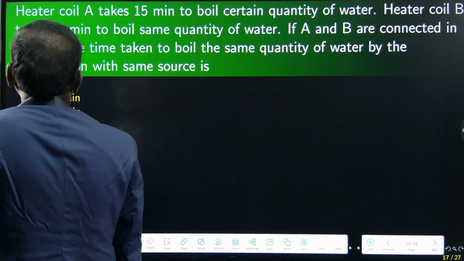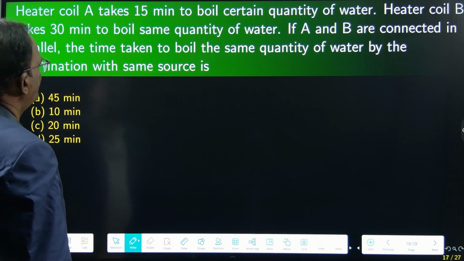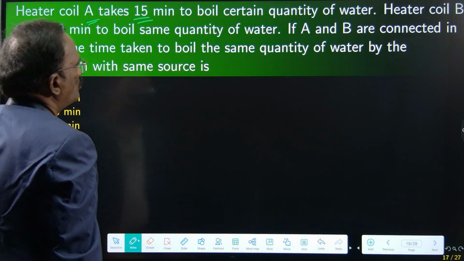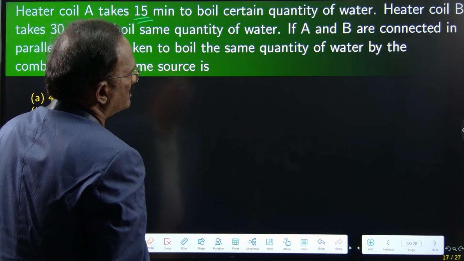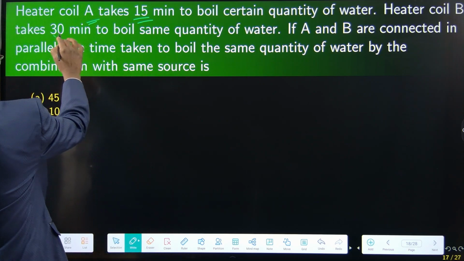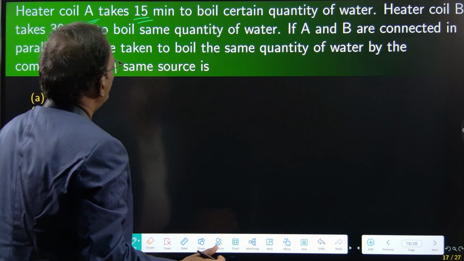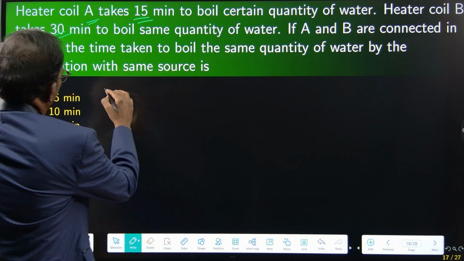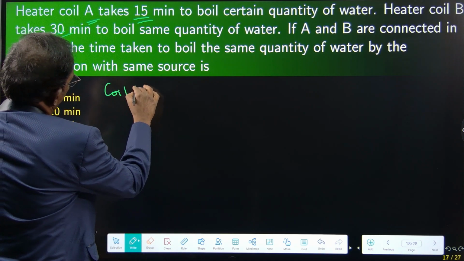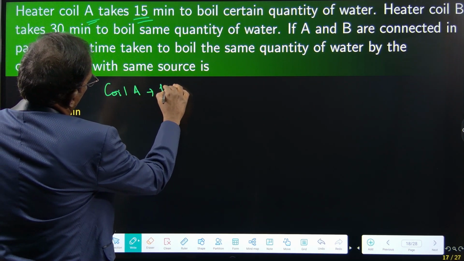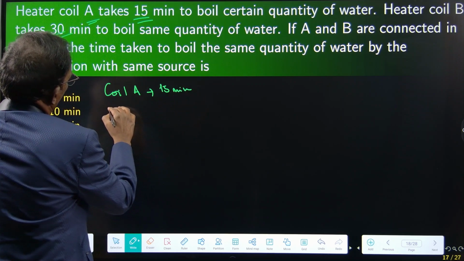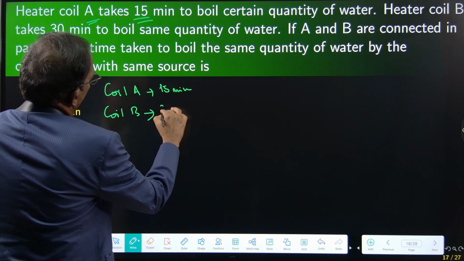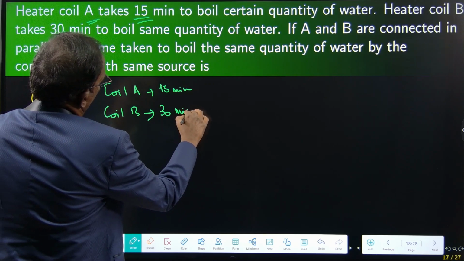Heater coil A takes 15 minutes to boil a certain quantity of water. Heater coil B takes 30 minutes to boil the same quantity of water. Coil A takes 15 minutes time. Coil B takes 30 minutes time.